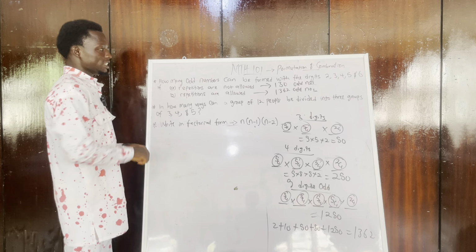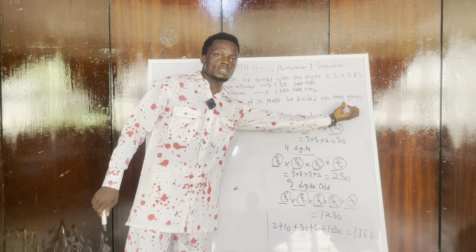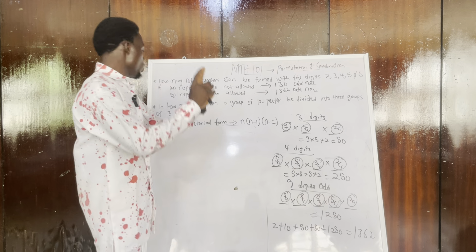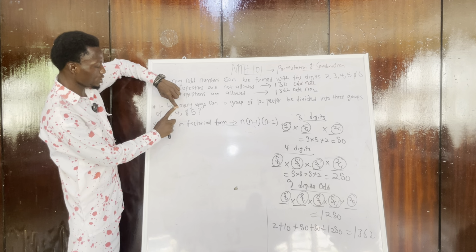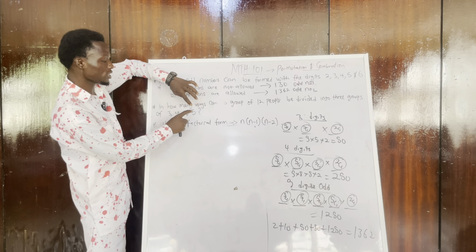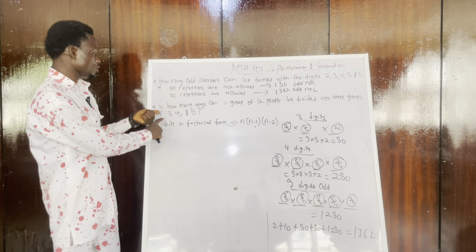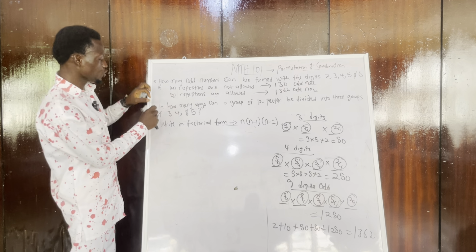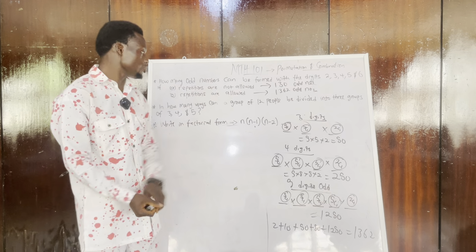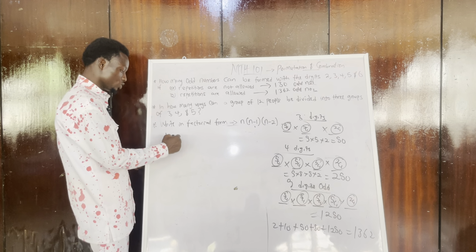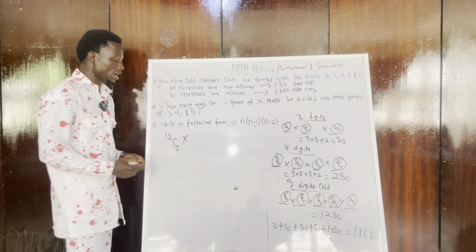We want to divide these 12 into 3 groups. One of the three groups must contain 3 people, the other one must contain 4 people, then the last one must contain 5 people. Now the first one that must contain 3 people, that means I'm selecting 3 people from what? 12 people. So I'm going to have what? 12 combination 3 multiply by.